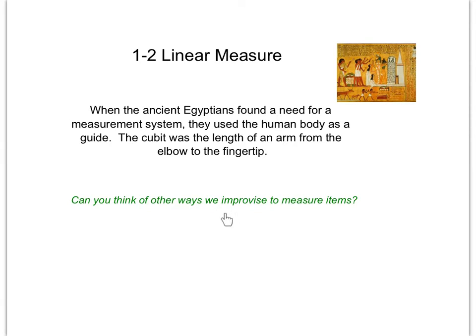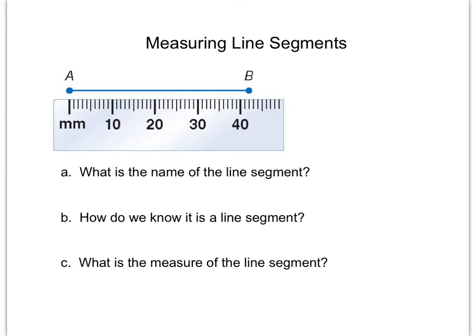What are ways that we use to measure items? What are other ways that we use to measure items? What are some of the units of measurement? Miles, feet, inches, meters, centimeters, cubits, furlongs, leagues, light years. All right, moving on.